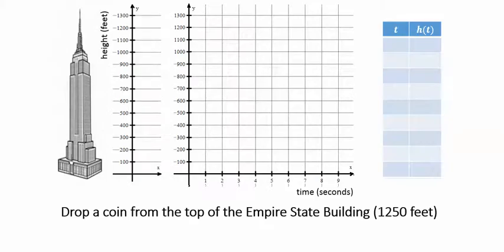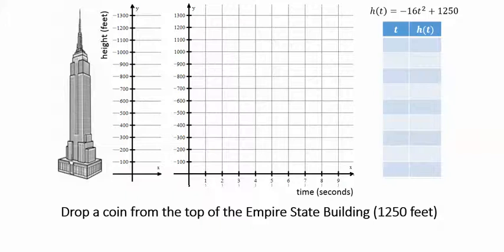We're going to simulate dropping a coin from the top of the Empire State Building, 1,250 feet above the ground. And physicists tell us that if we assume certain environmental factors, the height of the coin can be found using the formula h(t) = -16t² + 1250, where h is the coin's height above the ground in feet, and t is the time in seconds after it is released.